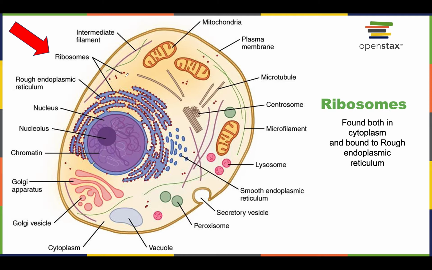The ribosomes that are in the cytoplasm are synthesizing proteins that are soluble. They're in the cytoplasm, and they're destined to do something in the cytoplasm.